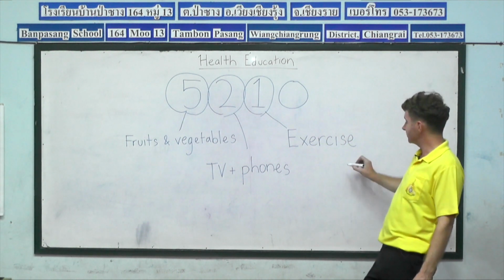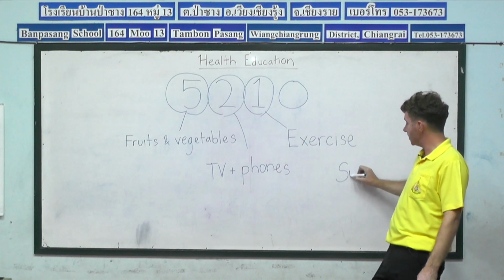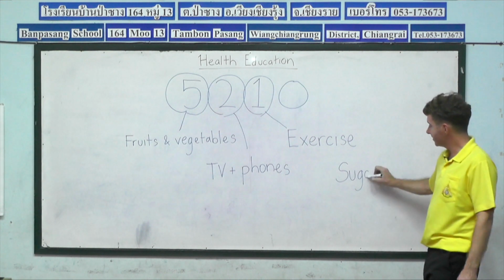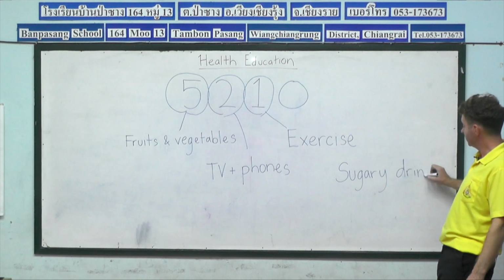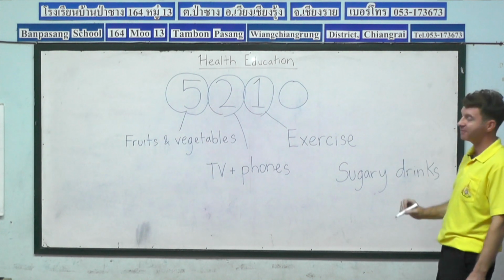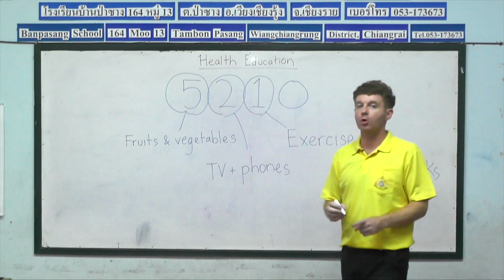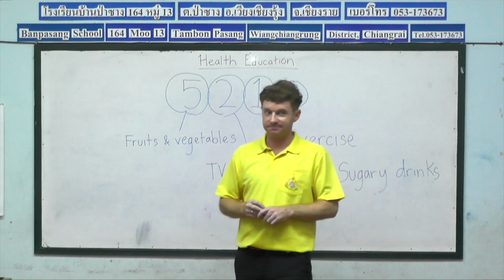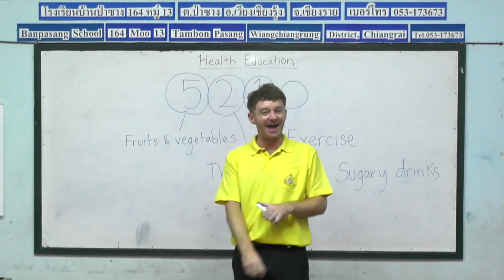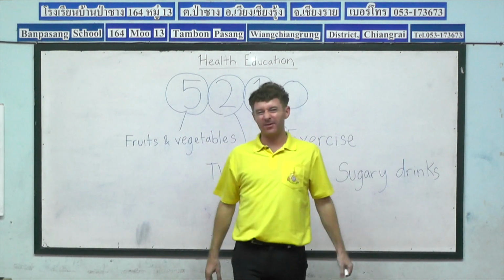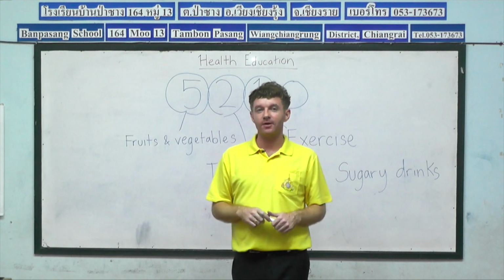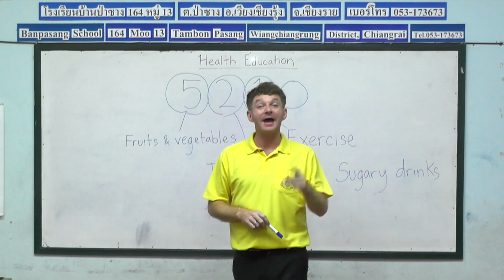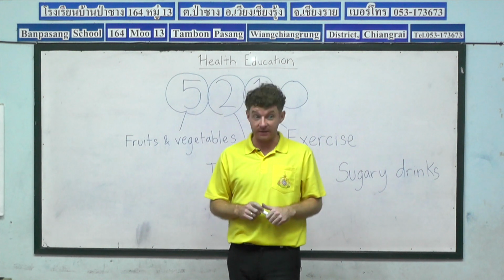How about sugary drinks? Now, looking at the number left on the board, how many sugary drinks should we have per day? 0. Not 10. 0. Sugary drinks taste nice. That's because they're full of sugar, but they're no good for us. And they're especially no good for our teeth.